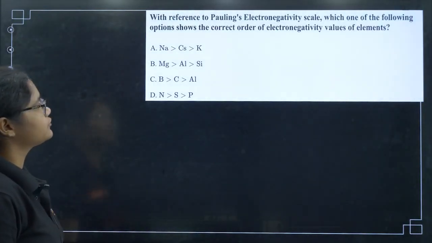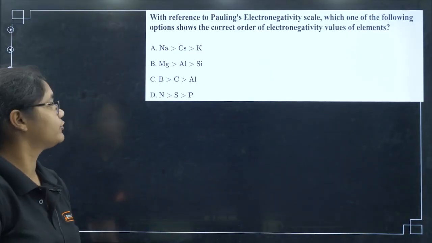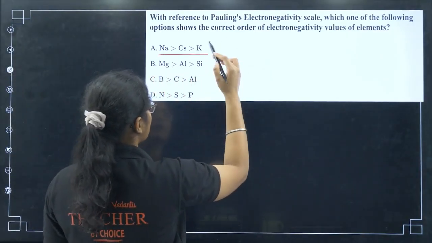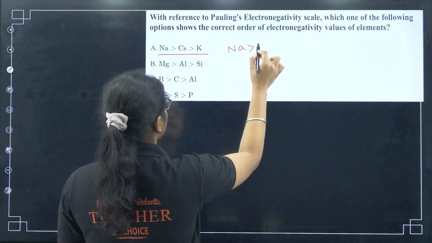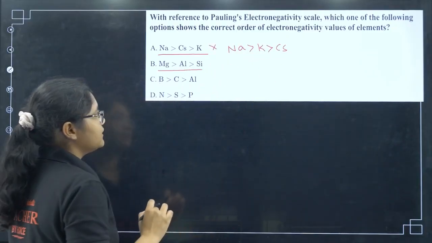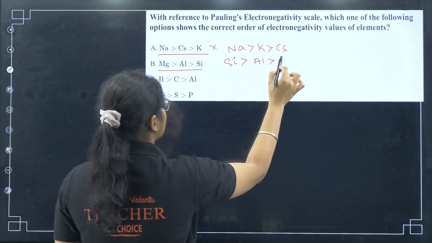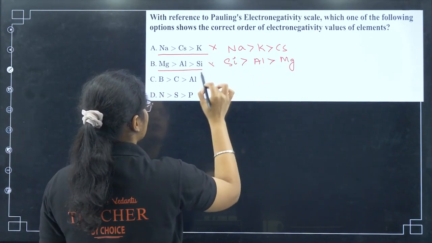Next, with reference to the Pauling's electronegativity scale, which is the correct order of electronegativity? You know down the group, what happens? The electronegativity decreases. So this is the correct order, this is wrong. Magnesium, aluminium, silicon: along the period, what happens? The electronegativity increases. So this has to be the order.